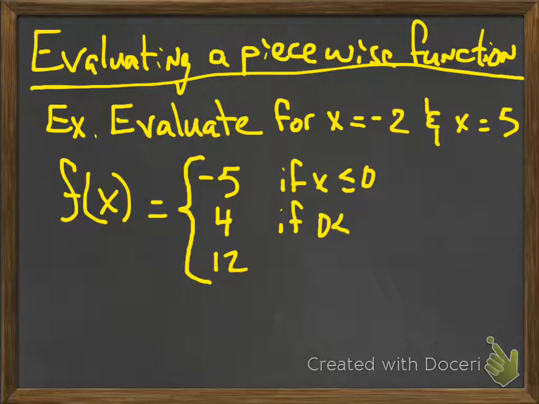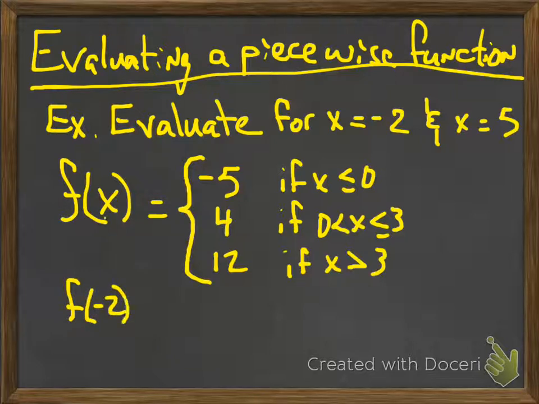The function f of x is equal to -5 if x is less than or equal to 0. It's equal to 4 if it's between 0 and 3, and it's equal to 12 when it's greater than 3. To evaluate this, at -2, which function do we use, the first, second, or third one? Well, -2 is less than 0, so you're using that first one, so at -2 it would be equal to -5.